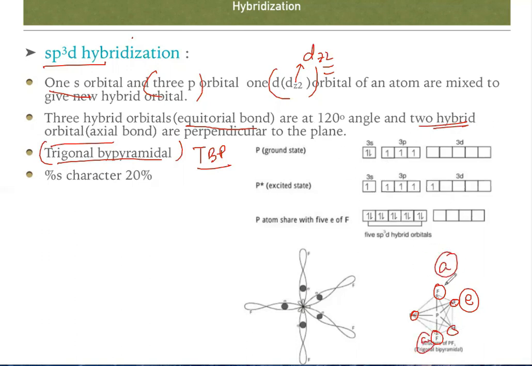Okay. And in the equatorial bonds, all the bond angles are 120. So this is 120 degrees, this is 120, and this is 120 degrees. Now you can tell me in the comment section what the bond angle is between these axes.